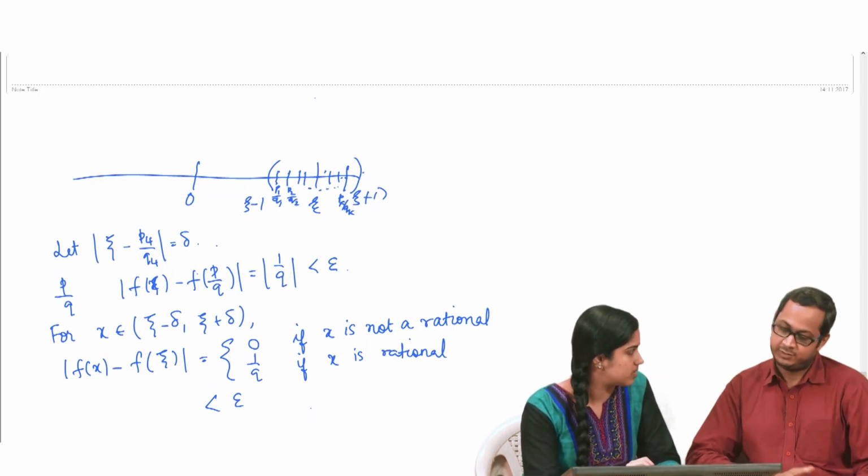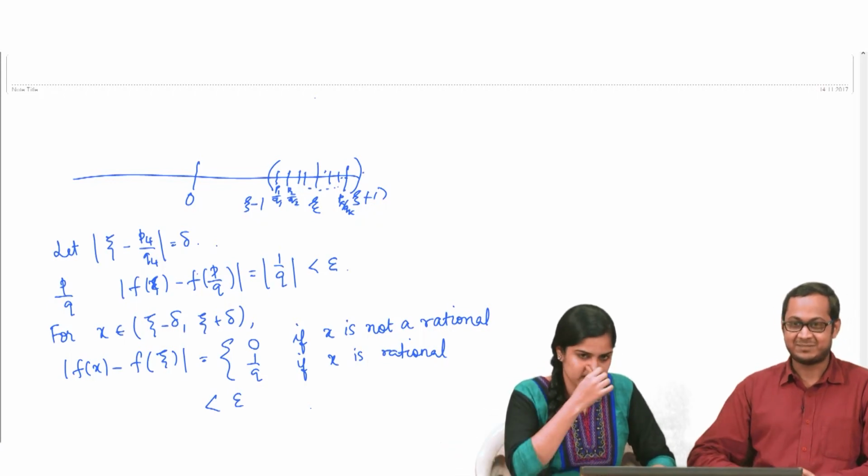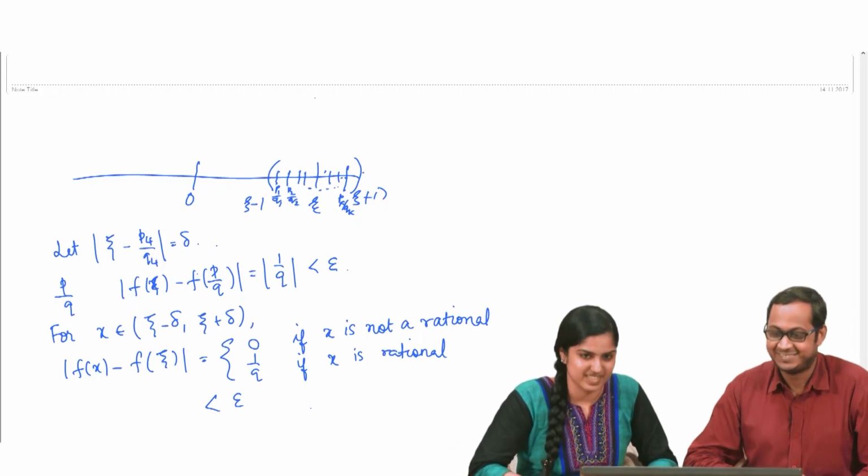So, what is it that you have shown? You have shown that this function that I have given you is continuous at all irrational numbers and is discontinuous at all rational numbers. Isn't it? Yes, that's what you have shown. Very interesting example, ma'am. Yes, it is very interesting.